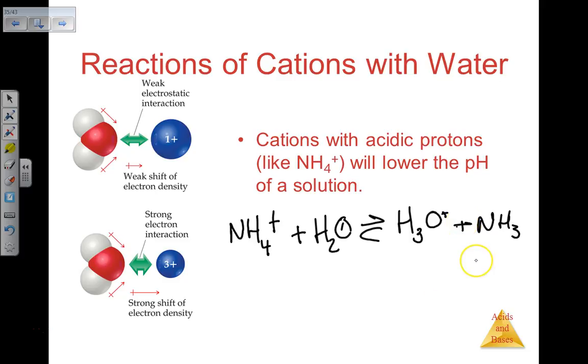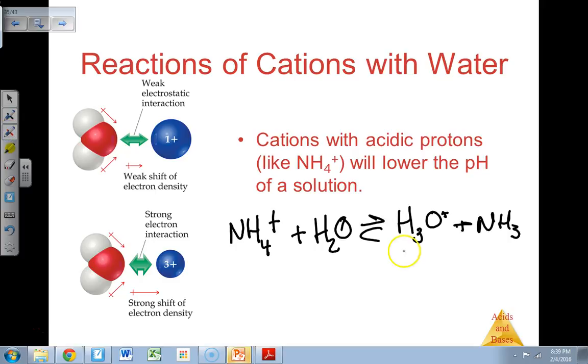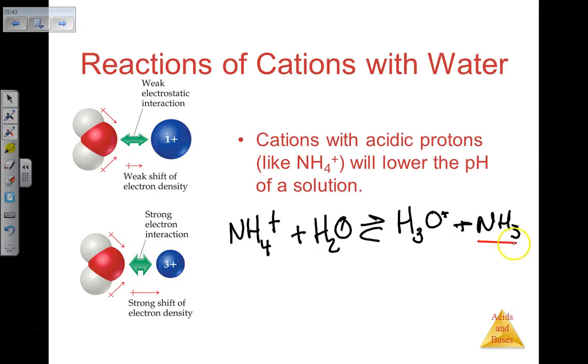Now, again, here we have this guy, which is a weak base, but what is being formed in the reaction? The thing that's being formed in the reaction is hydronium ion, which is an acid. So when you react with cations, cations have a tendency to lower the pH. The pH will go down.